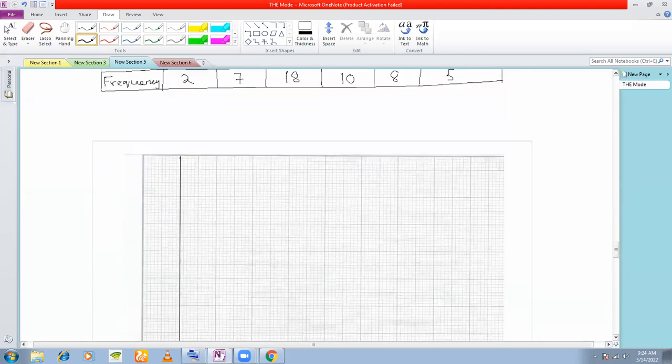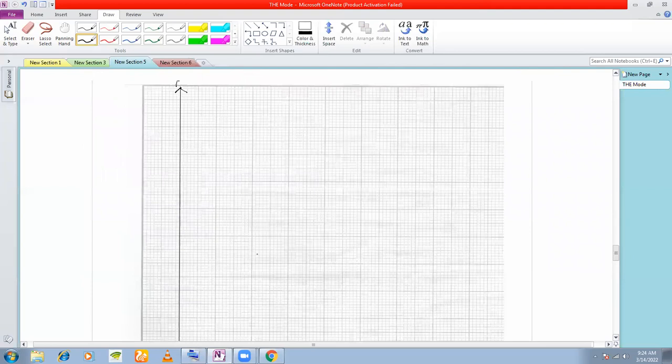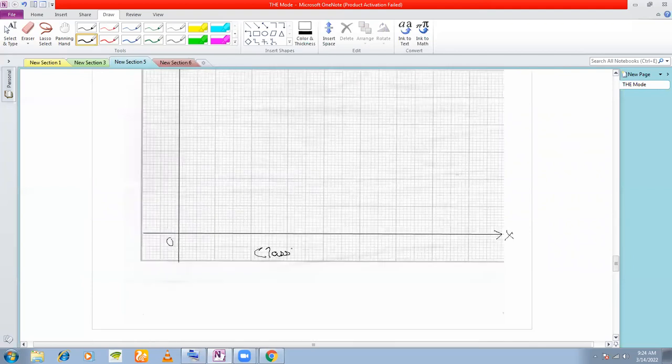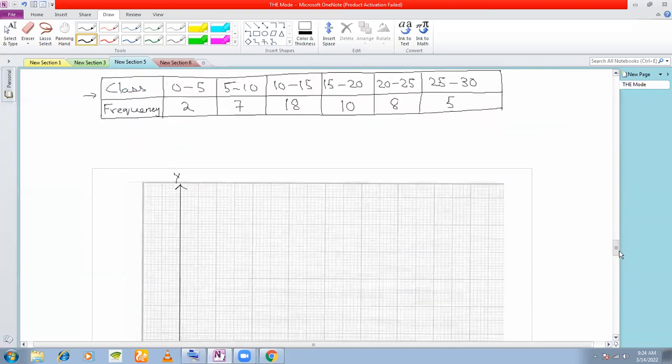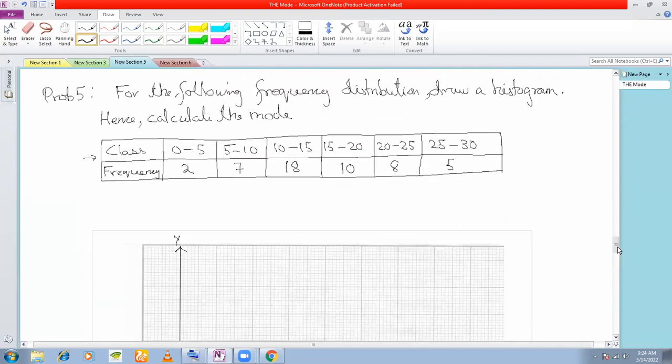x, y. And what do you plot in the x axis? You plot the class in the x axis, right? We write down the class here, class. Or you can also write class boundaries. And what do you plot in the y axis? You plot the frequency in the y axis, right? Frequency here.